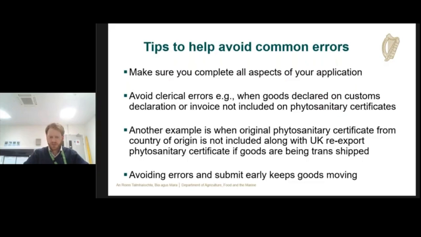Other examples of problems with phytosanitary certs with consignments that have been delayed is where we would need a phyto for the country of origin in an instance where a consignment is being transshipped. If it's being transshipped, we'll need the original phyto, and then we will need a re-export phyto from the United Kingdom. That would fulfill all the phytosanitary requirements. Basically, just to keep your consignments moving through the port, we would say get your application in complete, accurate, and early. That's the best advice we can give.